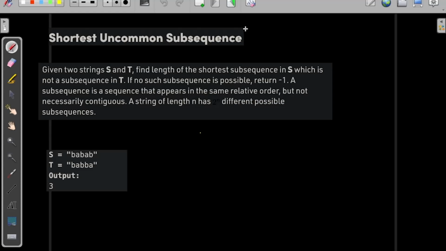Today we would be discussing the problem shortest uncommon subsequence. So before moving forward, let us first understand what is a subsequence. Suppose we have an array of 1, 2, 3.